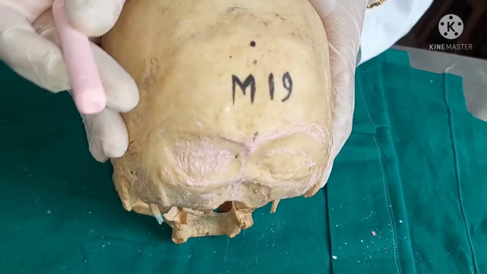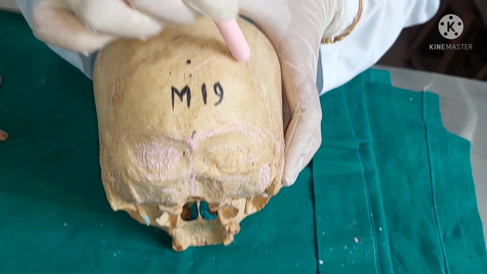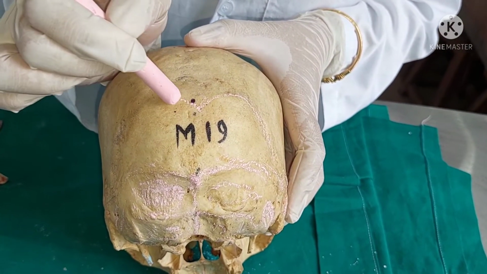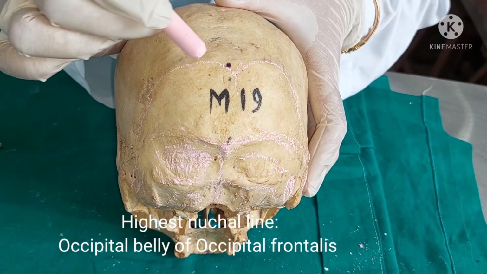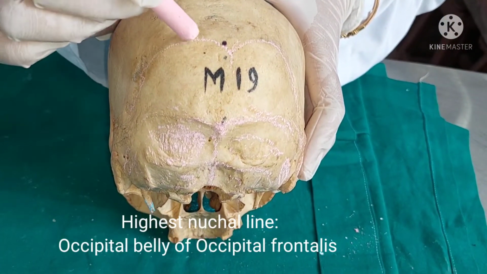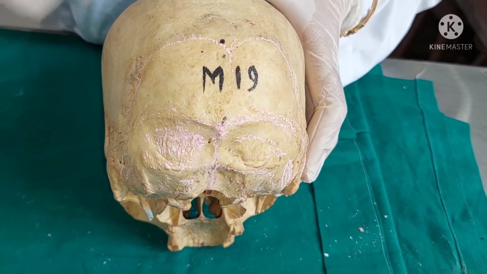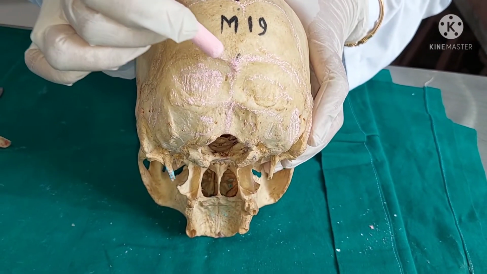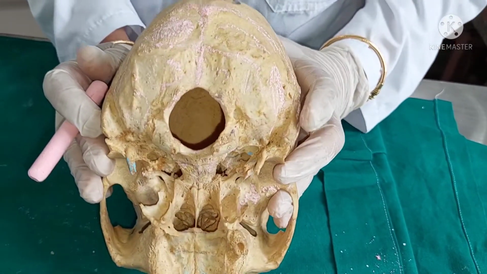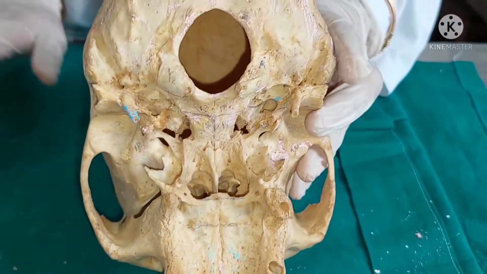Sometimes the highest nuchal lines are present here. In this case, you can see the highest nuchal line present here, and when it is present, it gives attachment to the occipital belly of the occipitofrontalis muscle. Otherwise, if absent, it arises from the superior nuchal line. So this is about the norma basalis.